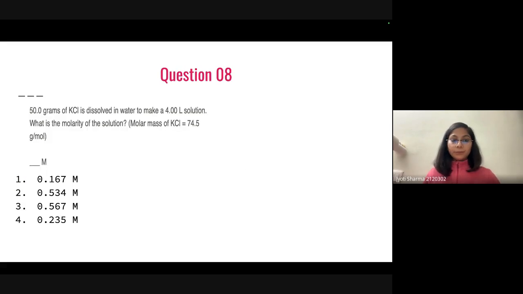Okay. The next question is again very much easier. 50 gram of KCl is dissolved in water to make a 4-liter solution. Then what is the molarity of the solution? We have 2 or 3 questions more based on molarity, then we will proceed to pH, because we know that pH is based on the concentration only, and molarity is giving you the concentration.